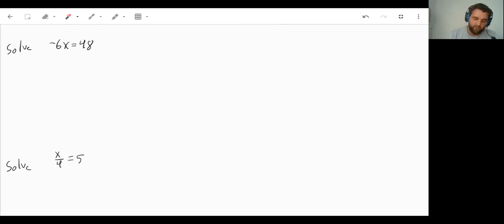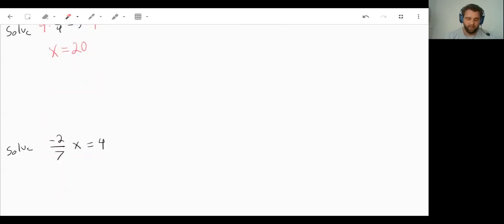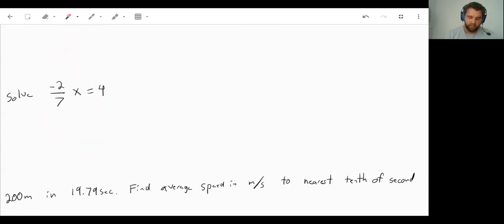Negative 6x equals 48. Well, we can just divide both sides by negative 6, and that means x is going to come out to be negative 8. Or x divided by 4 equals 5. We can multiply both sides by 4, and it'll come out with x equals 20. So this section isn't actually too bad. Let's look at one more example here.